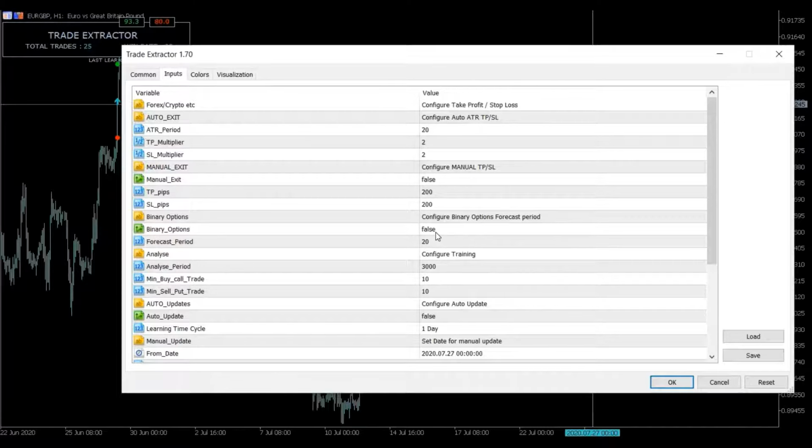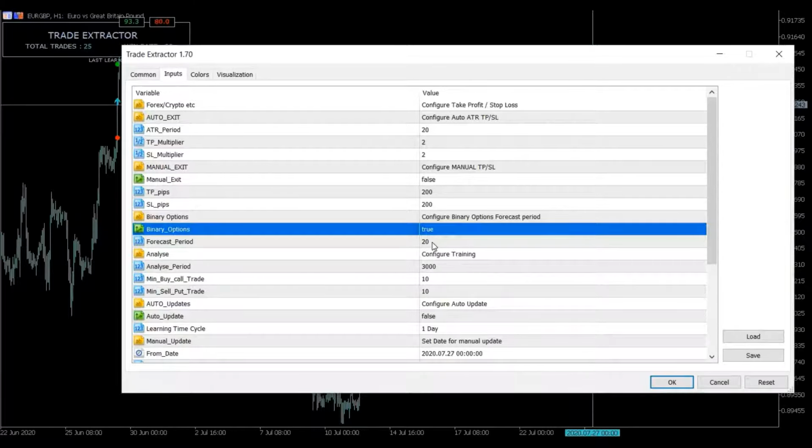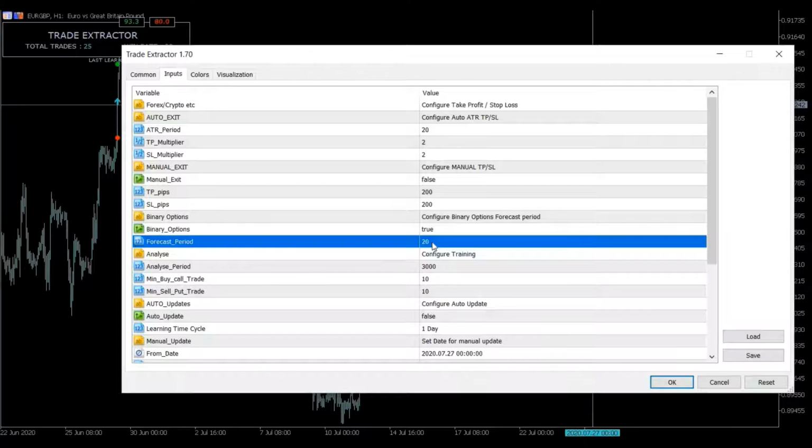By setting binary option true, we need to input the forecast period. For example, if you want to predict the next 5 bars, we have to give the forecast period 5, so that it will predict the direction of the next 5 bars.